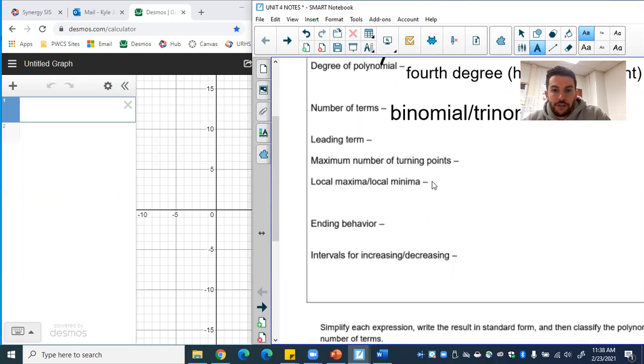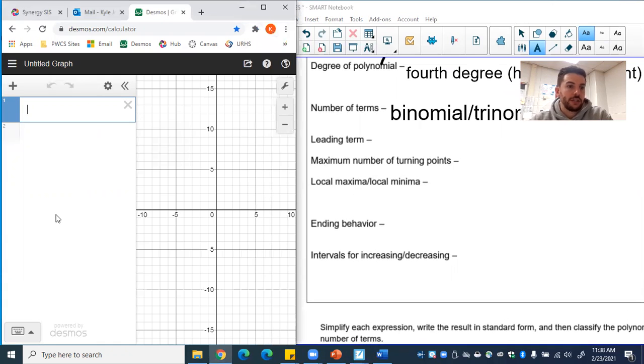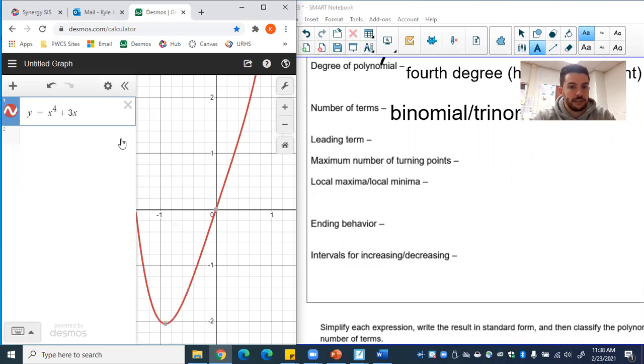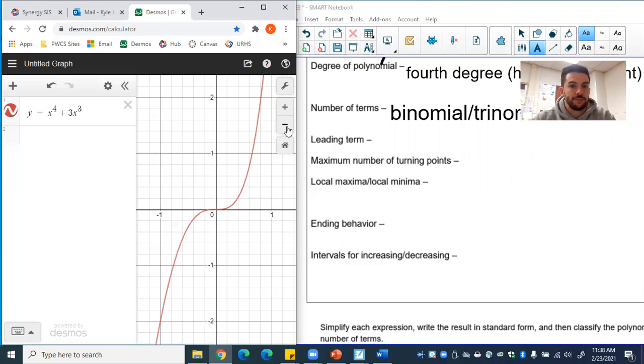So just going over what these things are, local maxima and local minima. Let me give you an example of a graph here. So y equals x to the 4th power. We see this graph, and it's going to show up like this. Let me actually change this a little bit: y equals x to the 4th plus 3x to the 3rd. Let me make it look something like this.